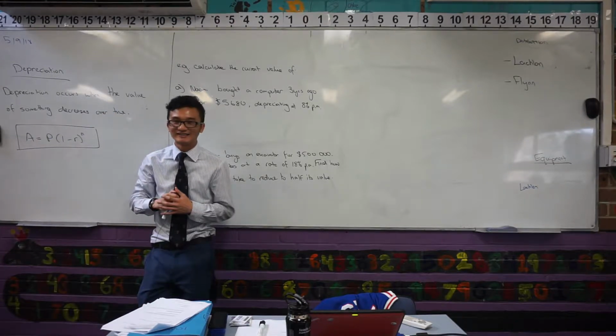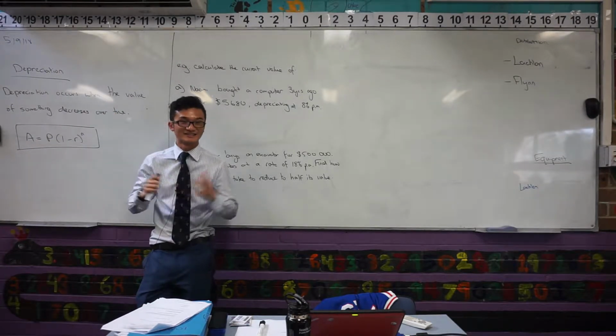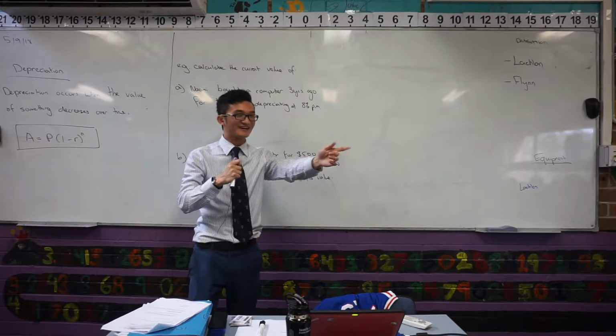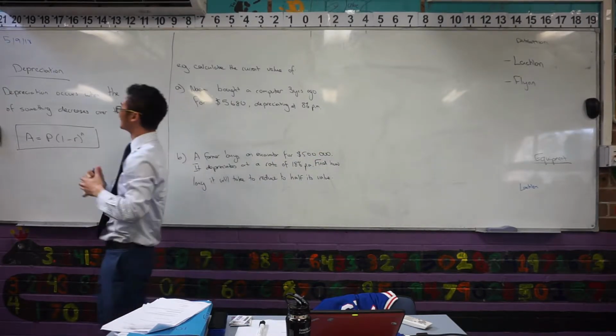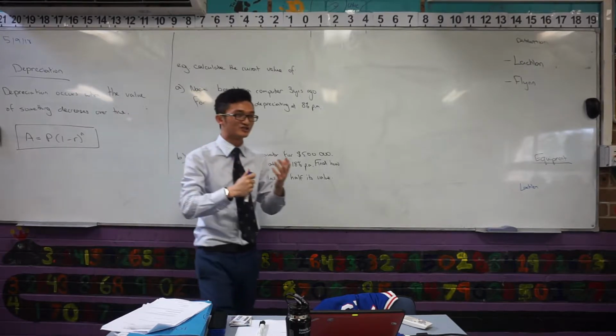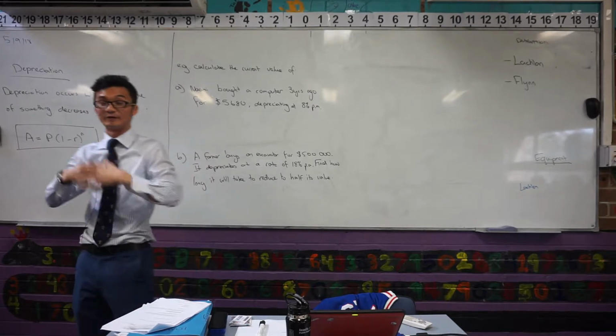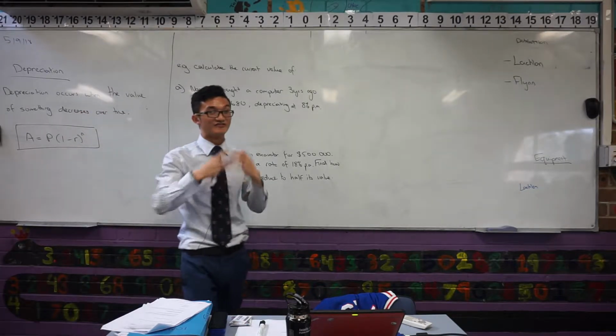Nothing too dramatically different here, but it's basically the opposite. That's exactly right. Depreciation is the opposite of compound interest. Compound interest is when I put something into an account and it grows over time. We call that appreciation, when I have something and the value increases.